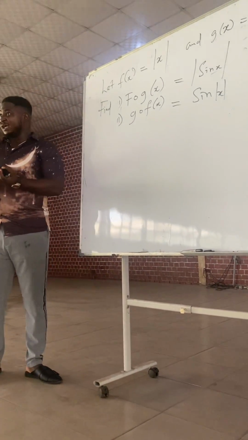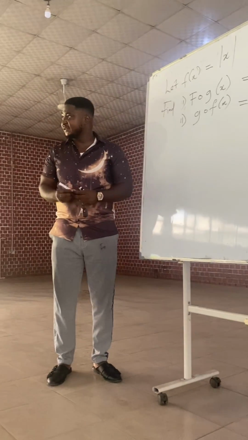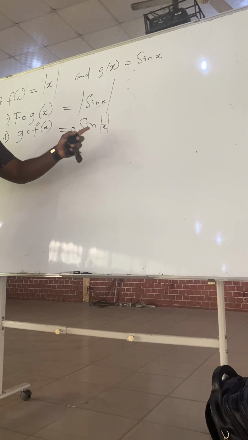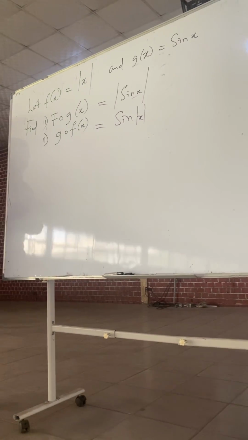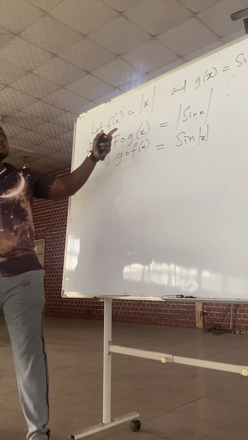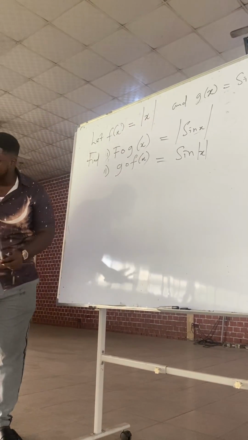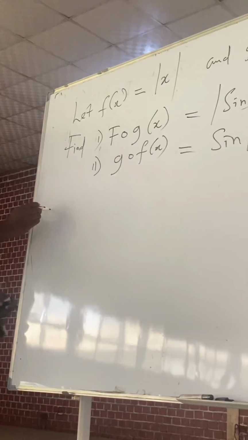Yeah, take small. Now follow me. So how did you have absolute value of sine x, and how do you have sine of absolute value of x? Follow me quickly. Class, if f of x is absolute value of x and g of x is sine x, may I use a simpler example? This is an assignment. Class, let f of x, follow me.